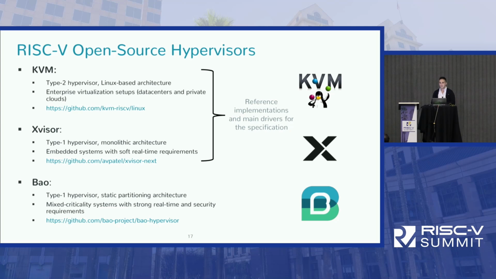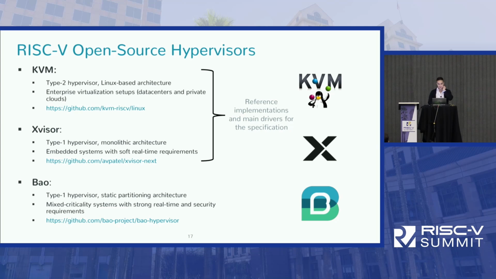KVM, I think you are pretty much familiar with KVM, is a type 2 hypervisor based on Linux, widely used in enterprise virtualization setups. And also XVisor, developed by IOMMU, is a type 1 hypervisor, monolithic architecture for soft real-time embedded applications. And these 2 hypervisors were the main drivers of the specification. But then we have BAO.